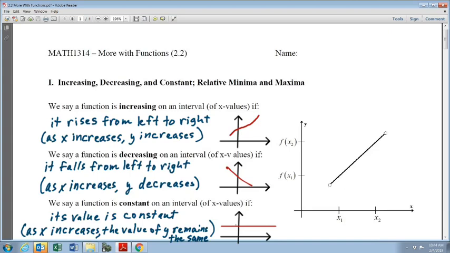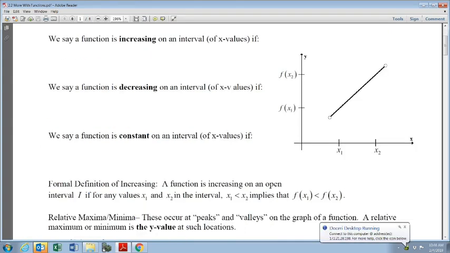Alright, so let me show you. If you look at this formal definition here, this is like what you'd see in a calculus book. It says a function is increasing on an open interval I if for any values x sub 1 and x sub 2 in the interval, x sub 1 less than x sub 2 implies that f of x sub 1 is less than f of x sub 2.